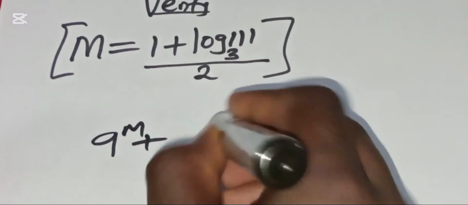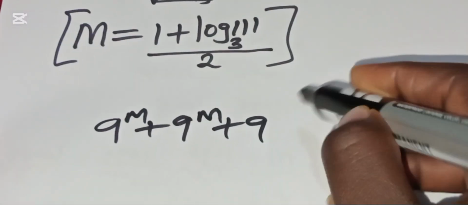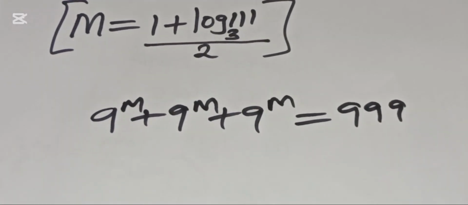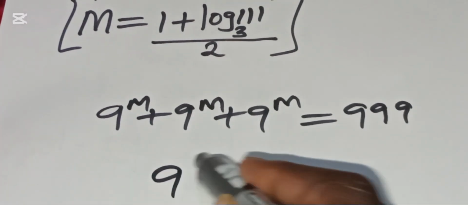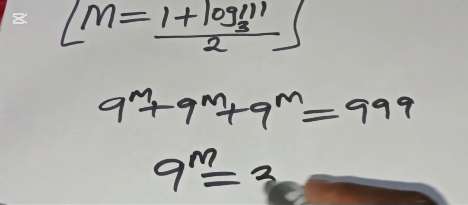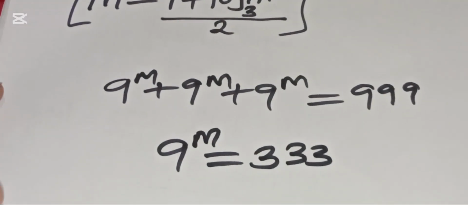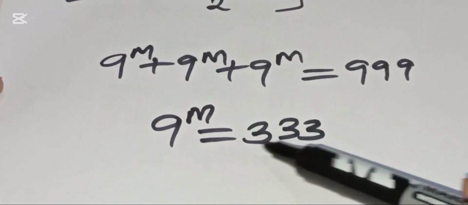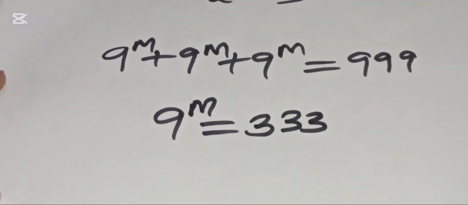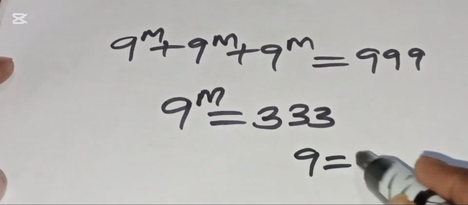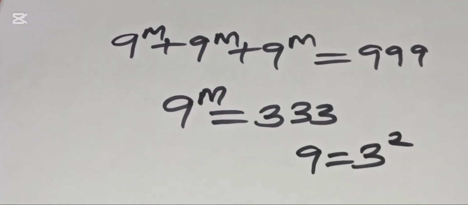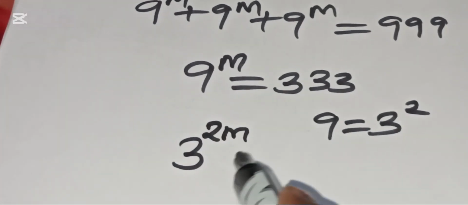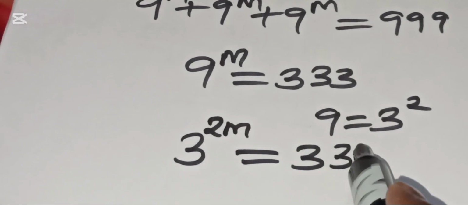As you recall, we had 9 raised to power m plus 9 raised to power m plus 9 raised to power m equal to 999, and you are able to write it in simple terms as 9 raised to power m equal to 333. Let's check by substituting the value of m. To begin with, 9 can be expressed as 3 raised to power 2, so we have 3 raised to power 2m. This is supposed to give us a value of 333.